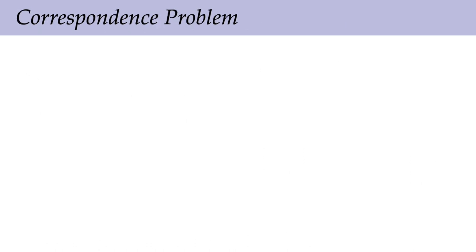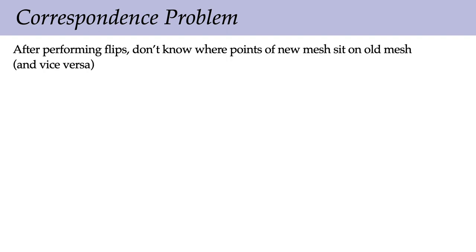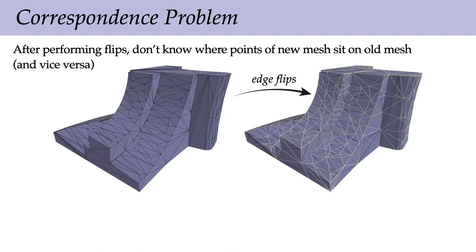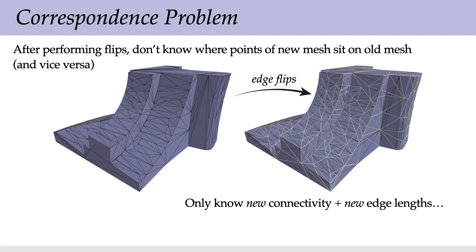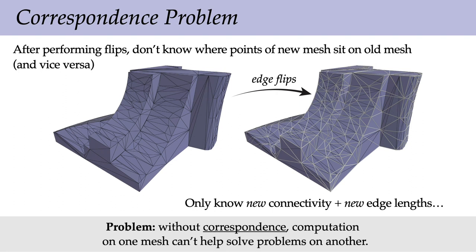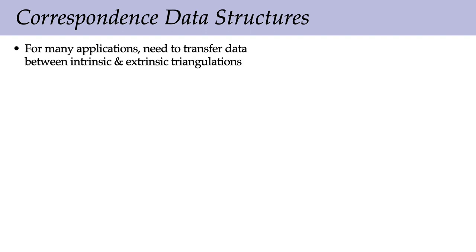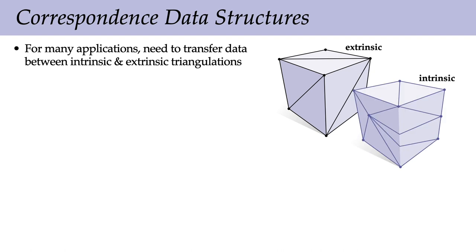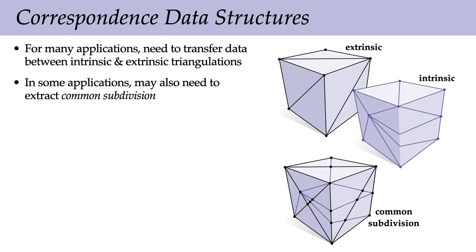But in general, we run into a problem, which is that after performing flips, we don't have any idea where the points of the new mesh sit on top of the old mesh, or vice versa, right? The only thing we know is the new connectivity and the new edge lengths of this gray mesh, okay? And a problem is that without this additional correspondence information, computation on one mesh can't really help us out with solving problems on another mesh, okay? So for a lot of applications, we're going to need to transfer data between the intrinsic and extrinsic triangulations. And in some applications, in fact, we may need to also extract the common subdivision of these two meshes.